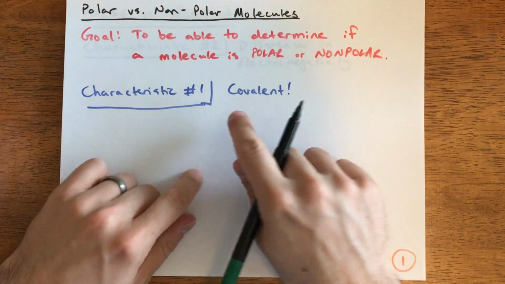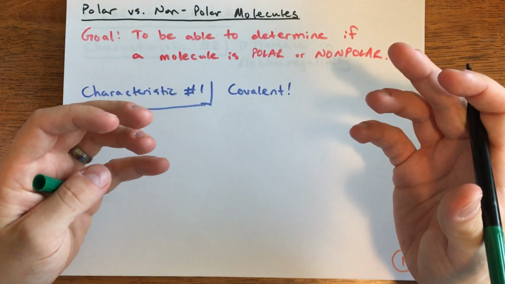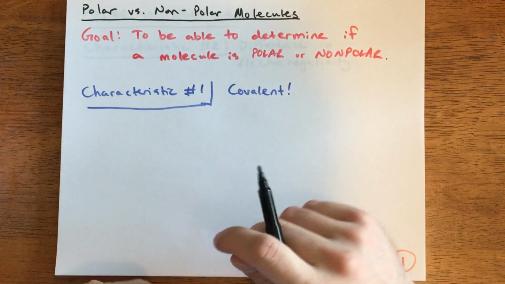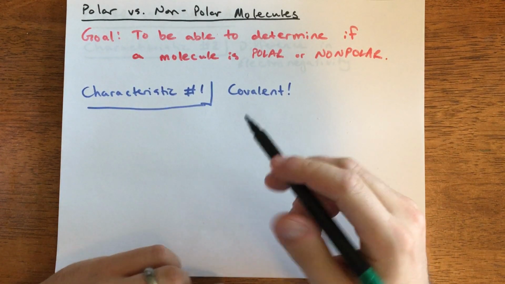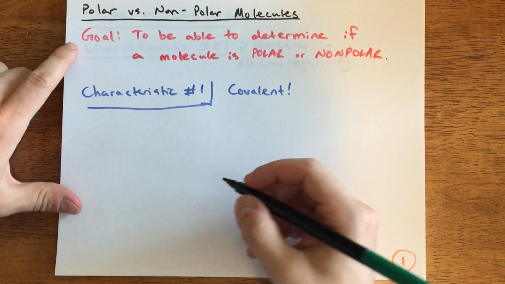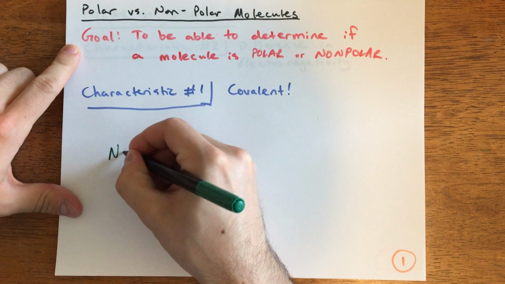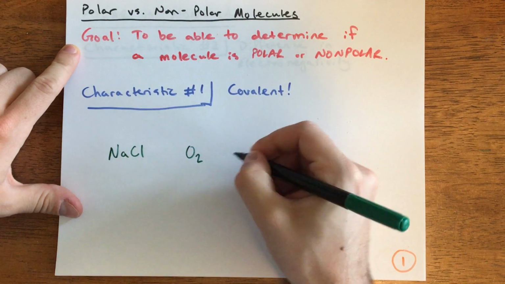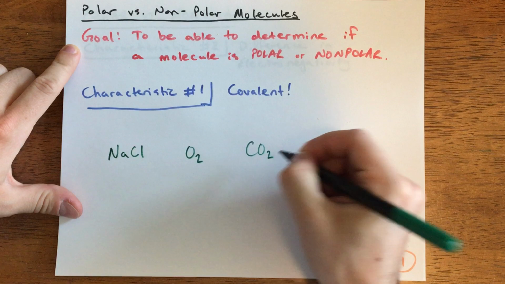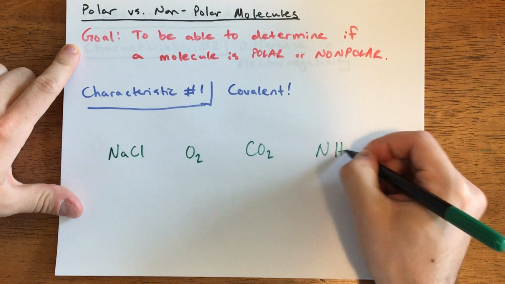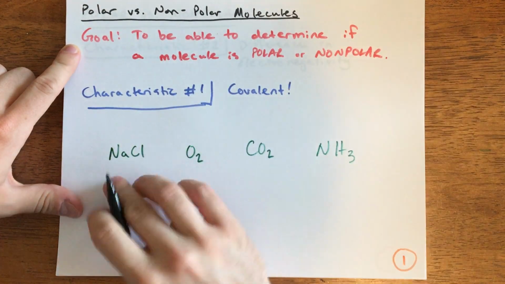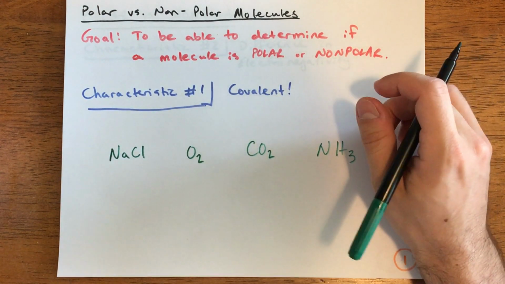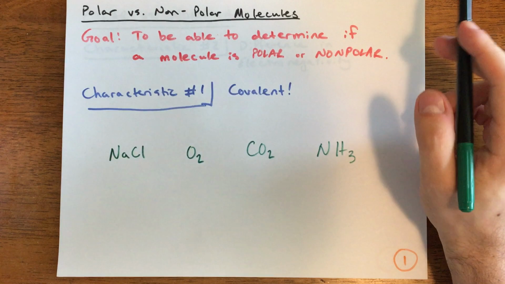So the first characteristic is it must be covalent. We've only talked about two kinds of compounds or molecules in here, ionic and covalent. If it's ionic, it's not going to share the electrons at all. It's already traded them. So here's our set of candidate compounds or molecules. Those include sodium chloride or salt, oxygen gas O2, carbon dioxide CO2, and NH3 ammonia gas.